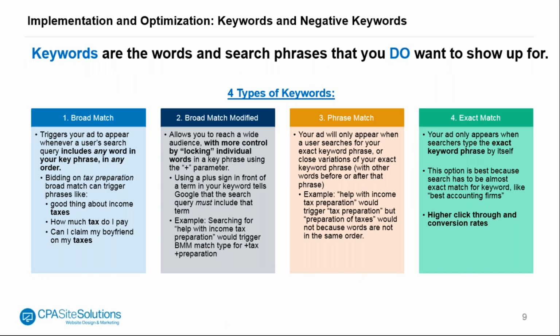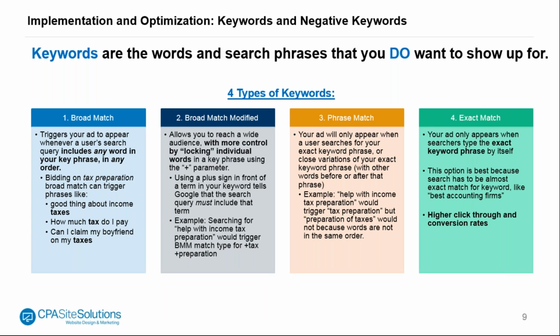Okay, one thing to note about keywords is there's two different types. There's regular keywords, those are the keywords that you are targeting, and then there are negative keywords. So keywords are words and search phrases that you do want to show up for, essentially. The thing about keywords with pay-per-click advertising is that there's 4 types. And basically, it's a way to match search phrases and keywords people use, and then you restrict on how specific you want those keywords to be by specifying what we call a match type. There are 4 different types. There's broad match, there's broad match modified, there's phrase match, and exact match.